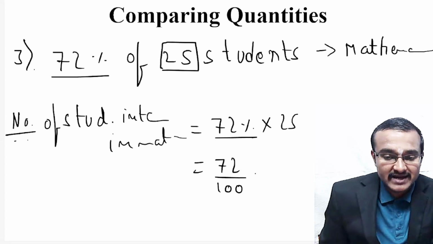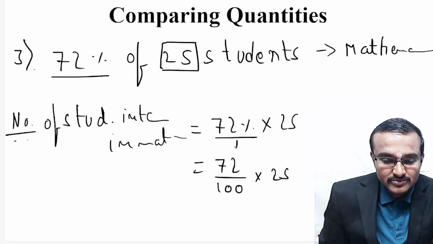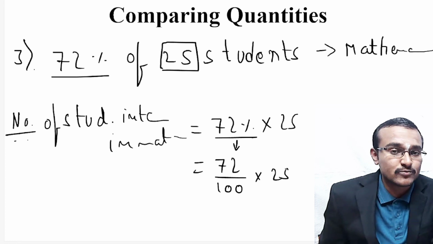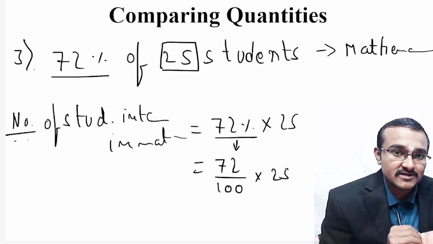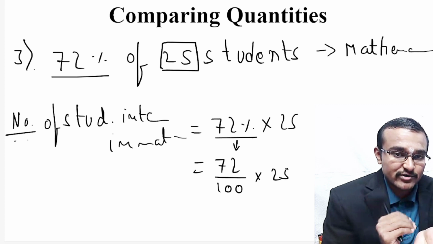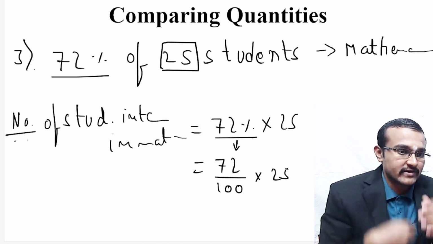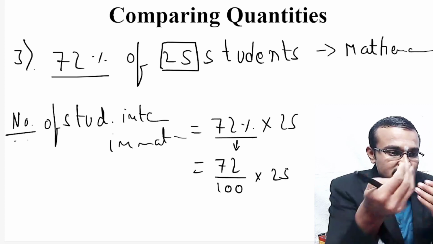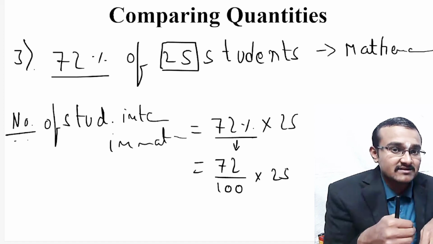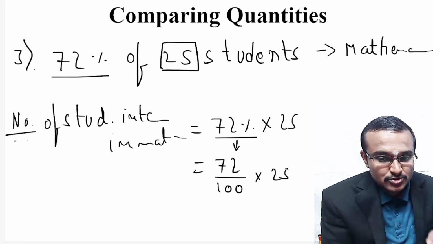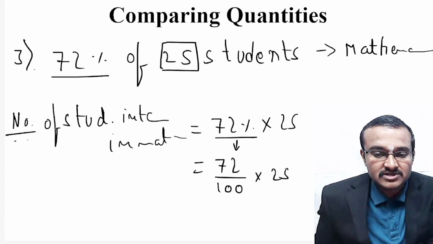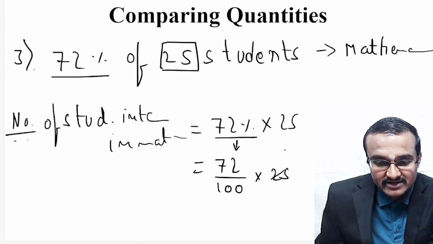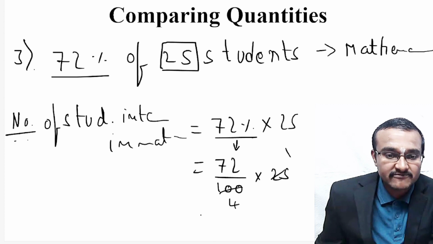So to convert this 72% back to the fraction, I am dividing it by 100. It becomes 72 by 100 into 25. That means you are converting the percentage back to the fraction, and at that time you divide by 100, because to make the percentage you had multiplied by 100. So you divide by 100 and get back the fractional number you wanted. So 72 by 100 into 25. 25 ones are 25, 25 fours are 100. So it will be 72 by 4.